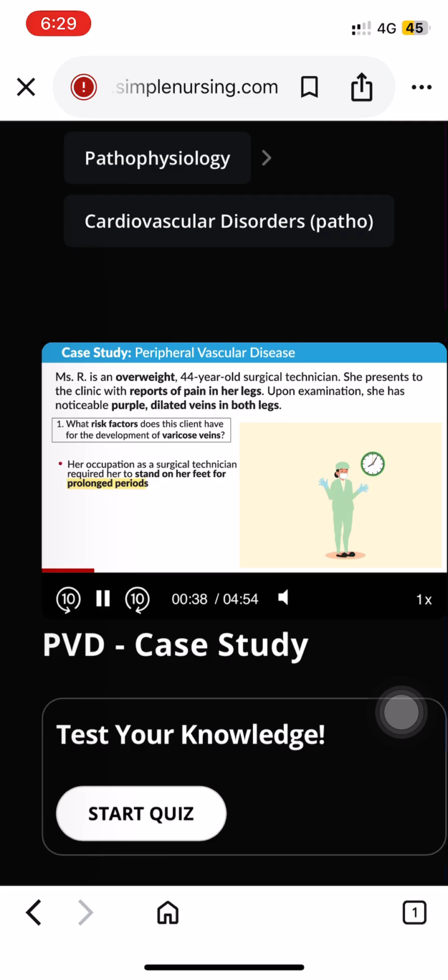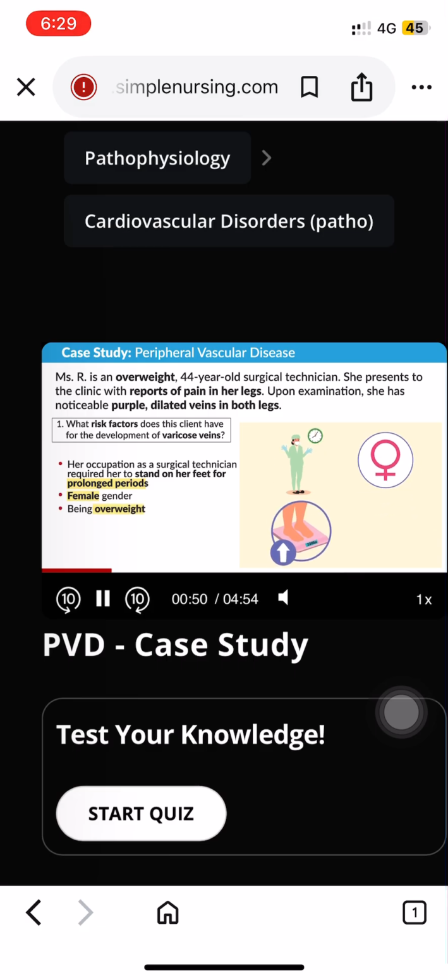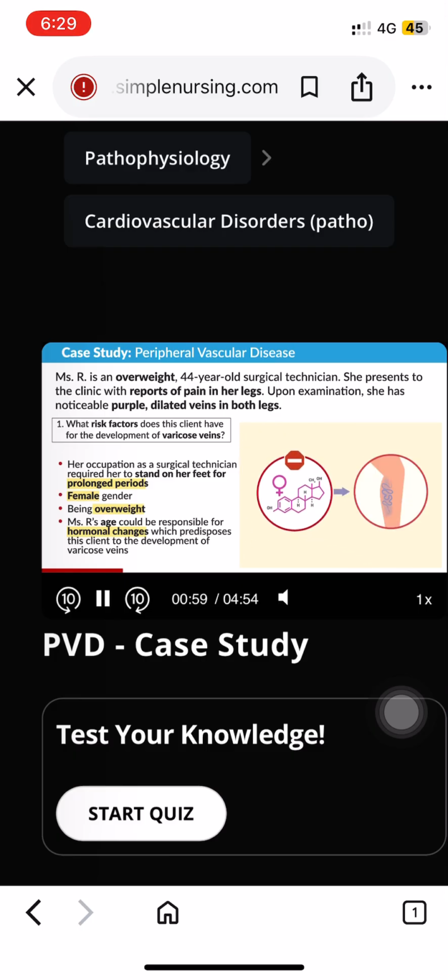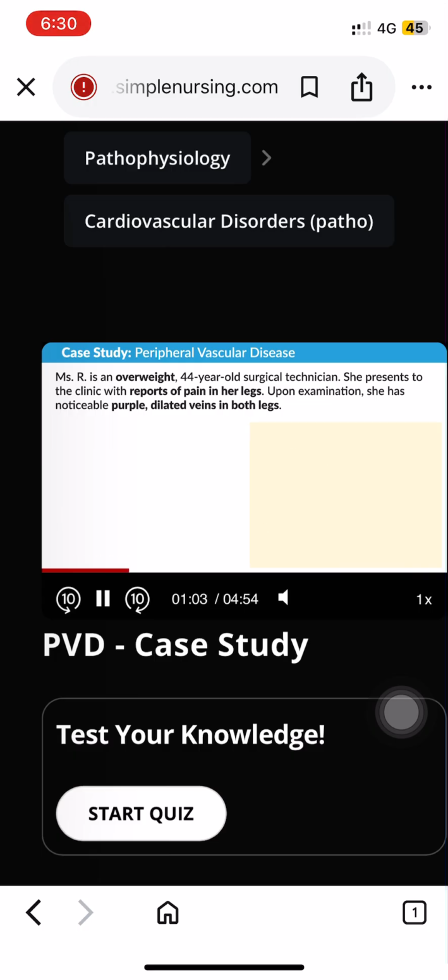So as you know, Miss R has an occupation as a surgical technician, which requires her to stand on her feet for prolonged periods of time. She is also female gender, and being overweight contributes to those varicose veins. And lastly, Miss R's age could be responsible for hormonal changes, which predisposes this client to the development of varicose veins. Now, moving on to question number 2.